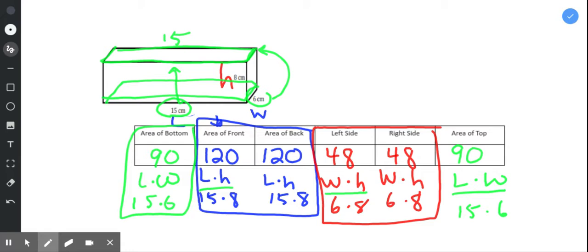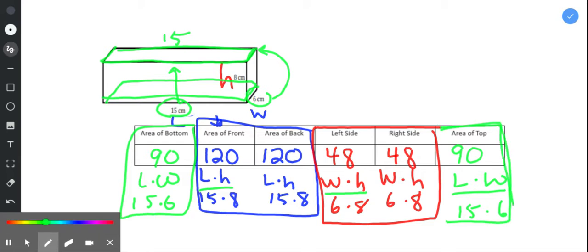So what I really wanted you to notice while plotting these out is that there is two of each one. In a rectangular prism, there's two rectangles opposite each other that are always going to be the same. So instead of drawing a net out and adding every single one, 90 plus 120 plus 120 plus 48 plus 48 plus 90, we're going to come up with a formula. And that formula is going to look like this.